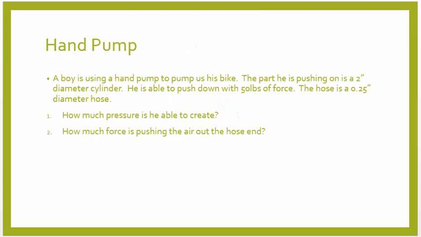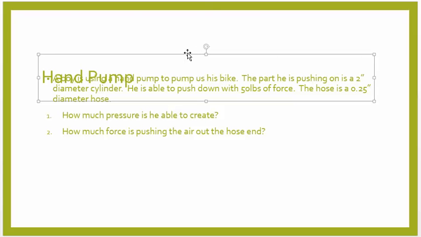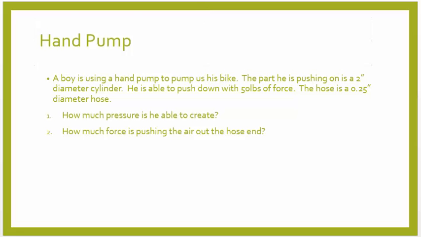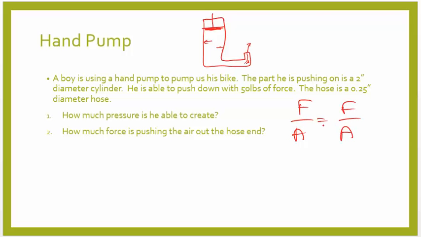So let's use this. Let's talk about a hand pump. Essentially a hand pump looks about like this. And you've got this piston that you push down on. And you've got this big piston, and out the other side is where the air will come out, and you might pump up your tire or a football or basketball or whatever you're pumping up. Well, the pressure here is equal to the pressure here. So what we can say then is our equation: force over area is equal to force over area.